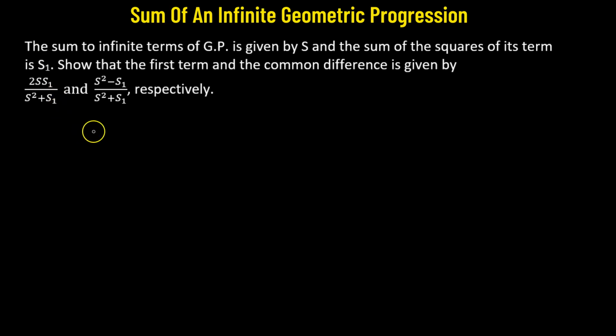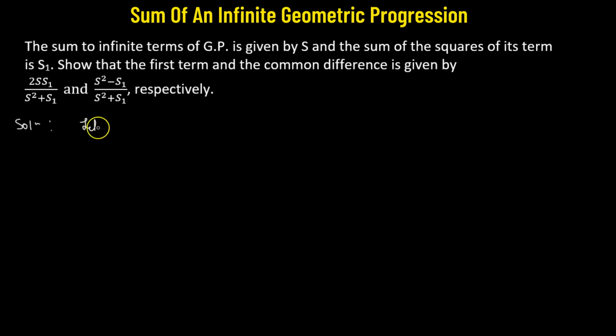The sum to infinite terms of a geometric progression is given by S, and the sum of the squares of its terms is S1. So we need to show that the first term and common ratio are given by these two expressions. So let's begin. First, we'll have to specify the first term and the common ratio of the infinite geometric series.